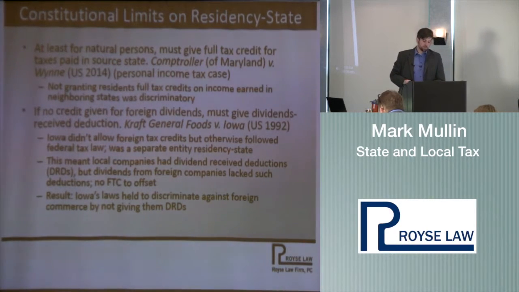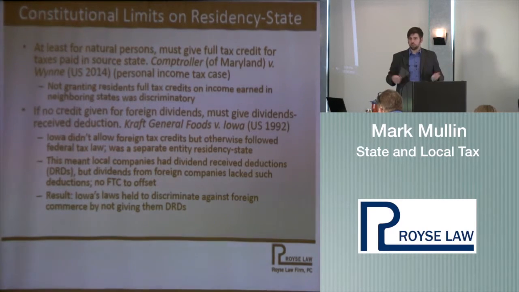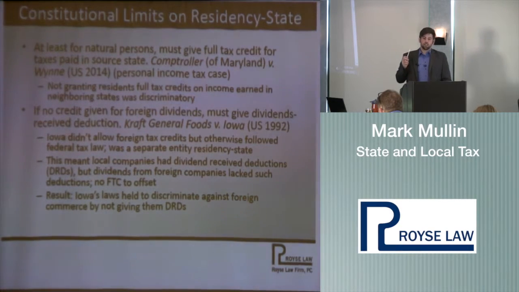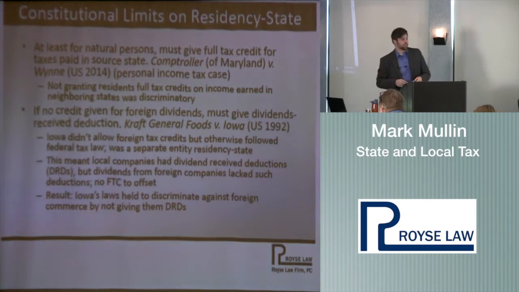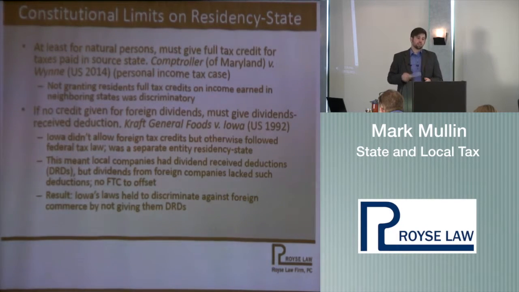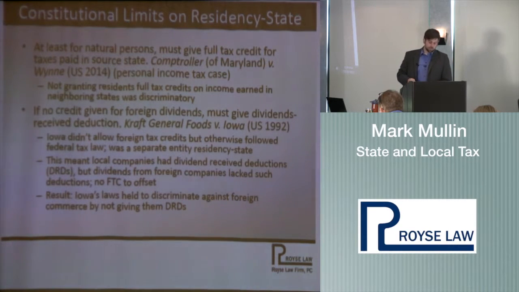In Comptroller versus Wynn, this is a natural person income tax case. I figure the reasoning would carry over, but who knows. There, Maryland had its residents who would work in another state and earn income there only get a partial tax credit for the income that they earned in other states. The Supreme Court said that that was discriminatory and unconstitutional. They needed to give a full tax credit to be okay under the Constitution.